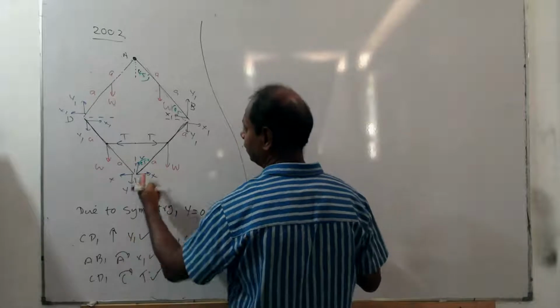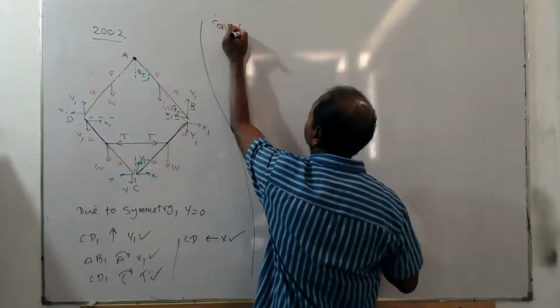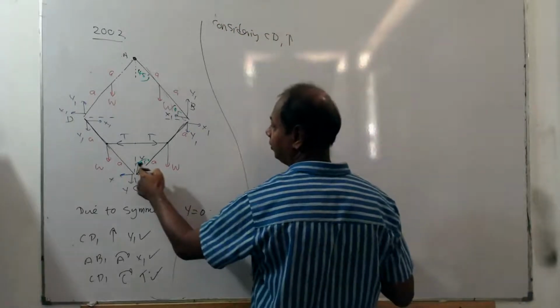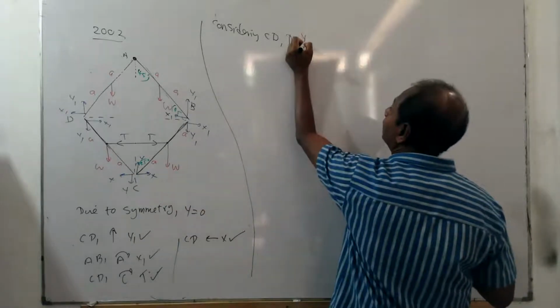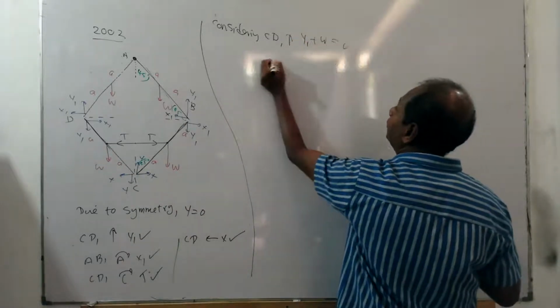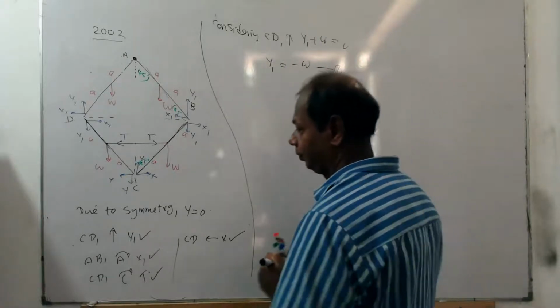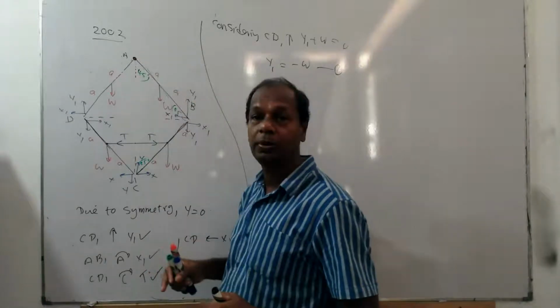So for CD resolve upwards. Upwards you get y is 0, right? So y1 plus W equals 0. Very easily you get y1 equals minus W. Then our plan, consider AB and take moments about A.